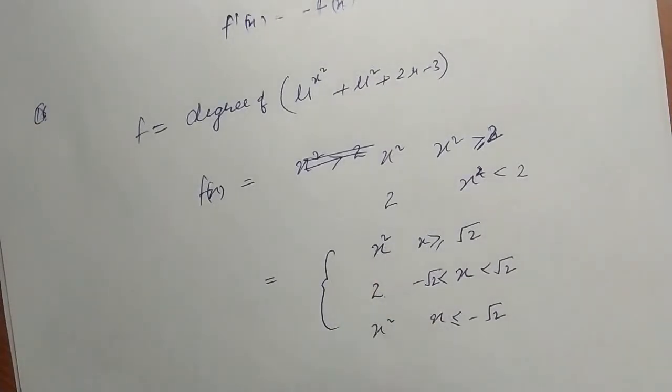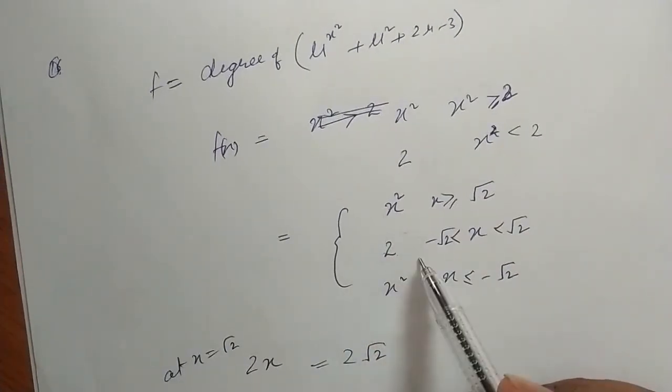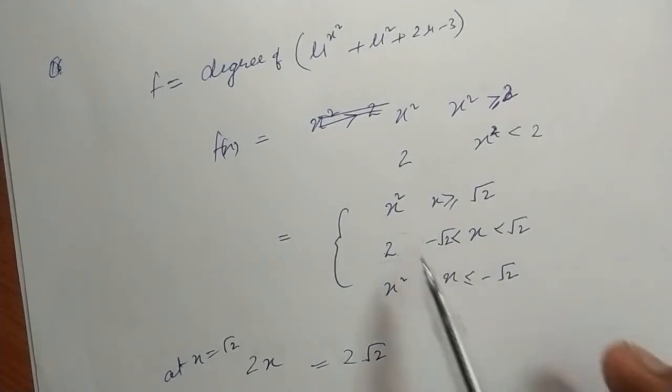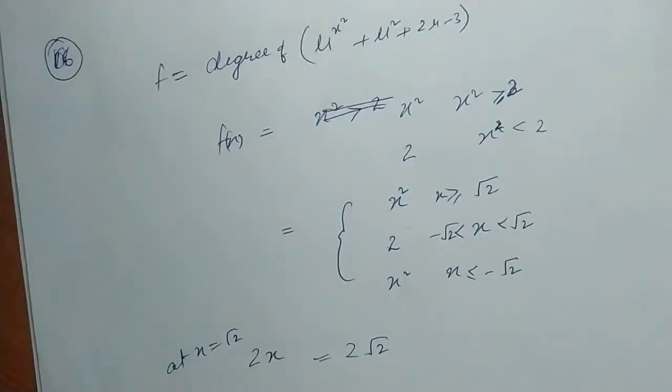So differentiate this, it would be 2x, and at x is equal to root 2, the slope would be 2 root 2. But slope of this function is 0 since this is a constant function. So this graph is not differentiable. f(x) is not differentiable at x is equal to root 2. Similarly, f(x) will not be differentiable at x is equal to minus root 2.